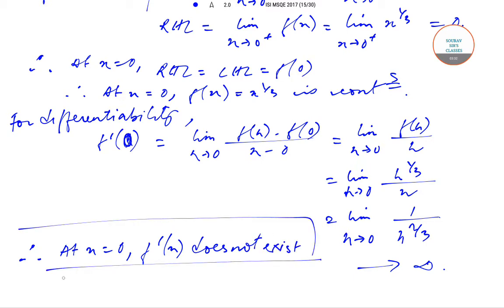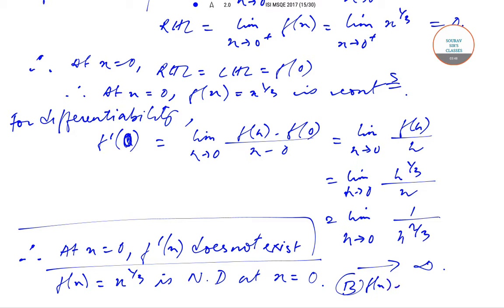So this implies that f of x equal to x to the power 1 by 3 is not differentiable at x equal to 0. So the correct option is option B, that implies that f of x is continuous at x equal to 0. This is the correct option.